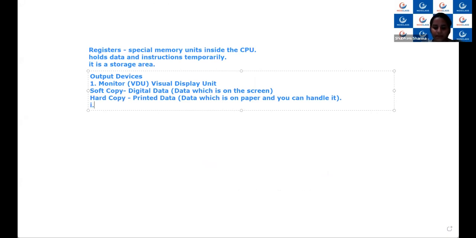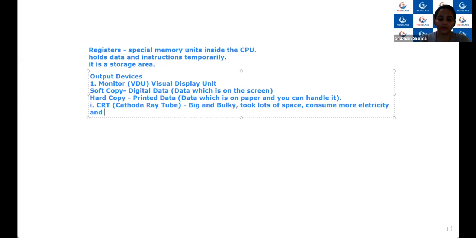So your first is CRT. Full form is cathode ray tube. So they were big and bulky, took lots of space, consume more electricity, and images are also not clear on these types of monitors.